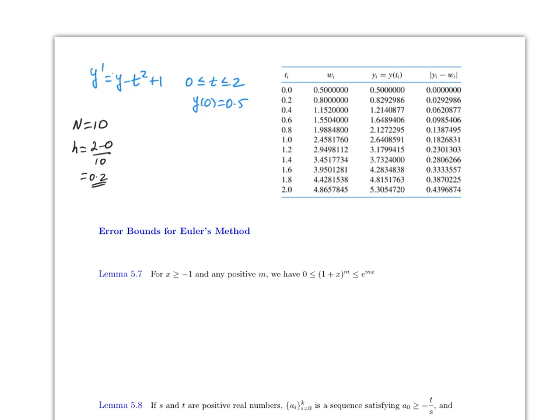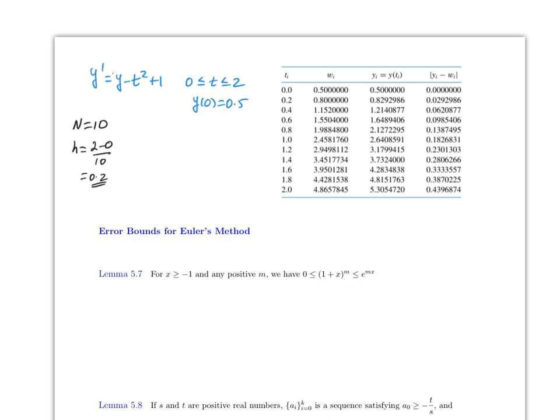The next thing we had to figure out is, now that we saw that the method was pretty easy, how can we get some error bounds for this method? So we're going to start with lemma 5.7, and the lemma says this: suppose that x is more than -1 and you have a positive value m, then we have the following. We're going to need this in the following proofs. So how do we prove that this is true?